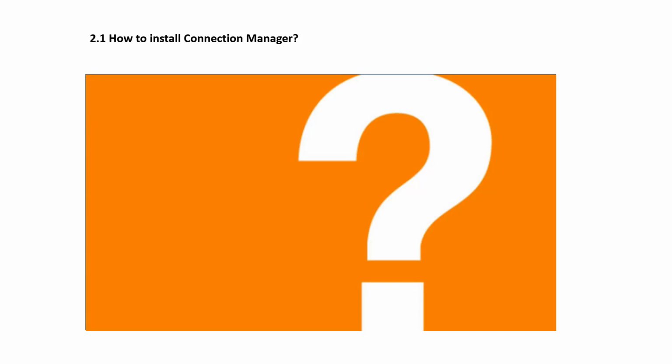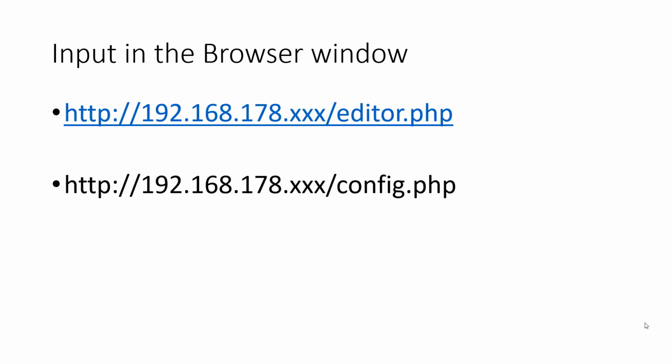2.1 How to install Connection Manager. During initial commissioning, the Connection Manager can be loaded directly from the device. This is done either by visiting the page http://editor.php or by loading the tool on the configuration page of the IP Control Center.